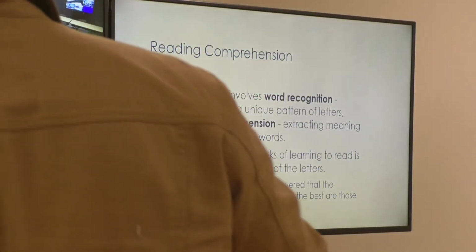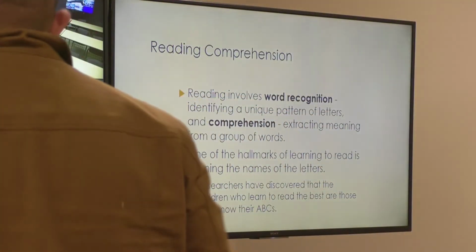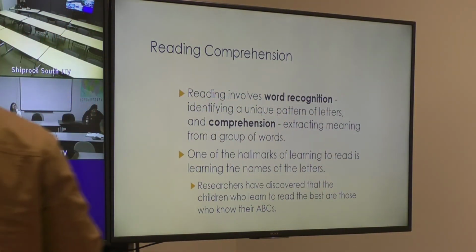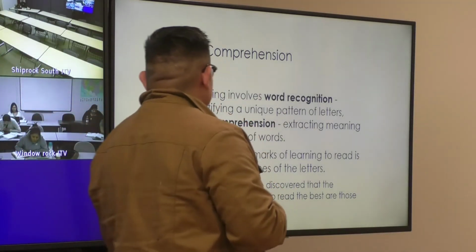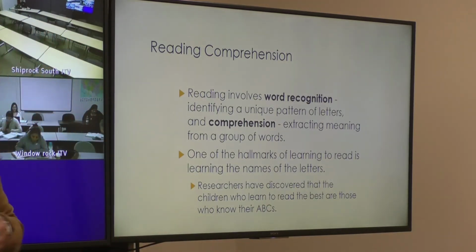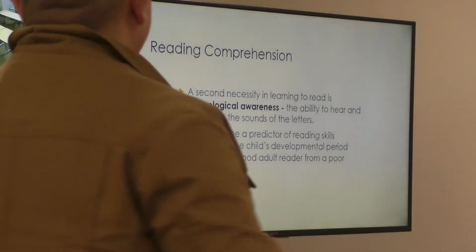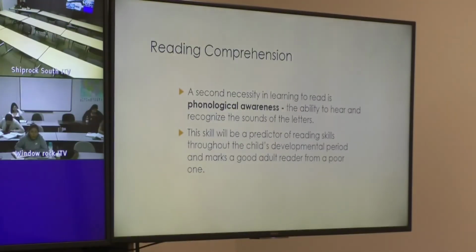Now, reading involves word recognition, identifying a unique pattern of letters, and comprehension. One of the hallmarks of learning to read is learning the names of the letters. They discovered that the children who learn to read the best are those who know the ABCs. So it's good to know them. Within that, you have phonological awareness, the ability to hear and recognize the sound of the letters. One of the big things we do is teach kids, sound it out. But as we get older and older, we realize sounding out doesn't always necessarily work all the time.